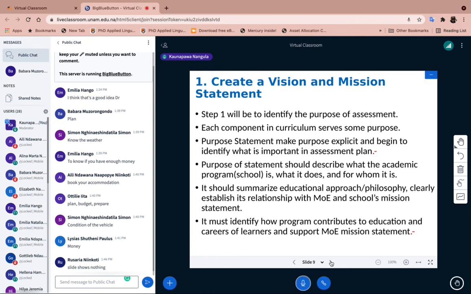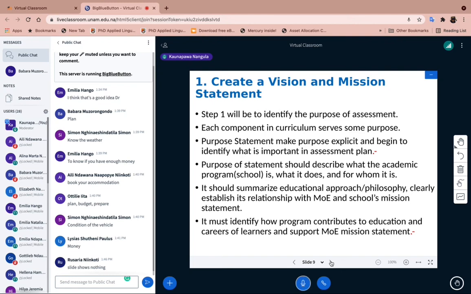The purpose statement should describe what the academic program is. So what program are we assessing? The academic program, that's the school. What is that purpose? And then for whom is it? The assessment plan, for whom is it? For whatever grade that you are teaching. It should summarize educational approach, philosophy, and clearly establish its relationship with the Ministry of Education and school mission statement.